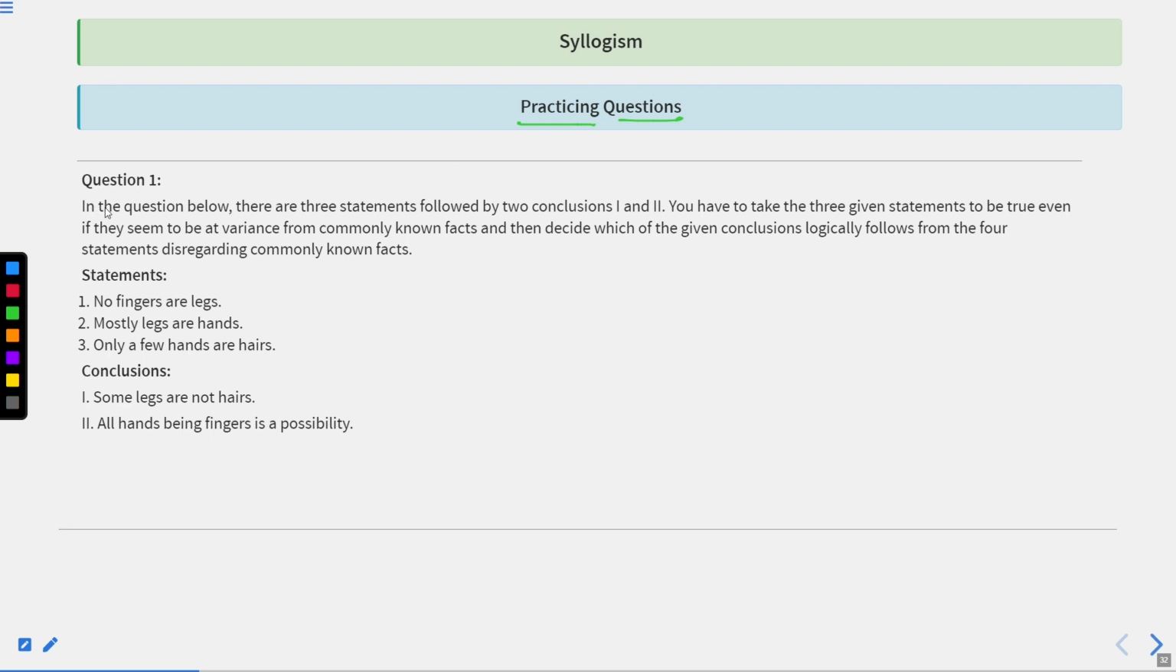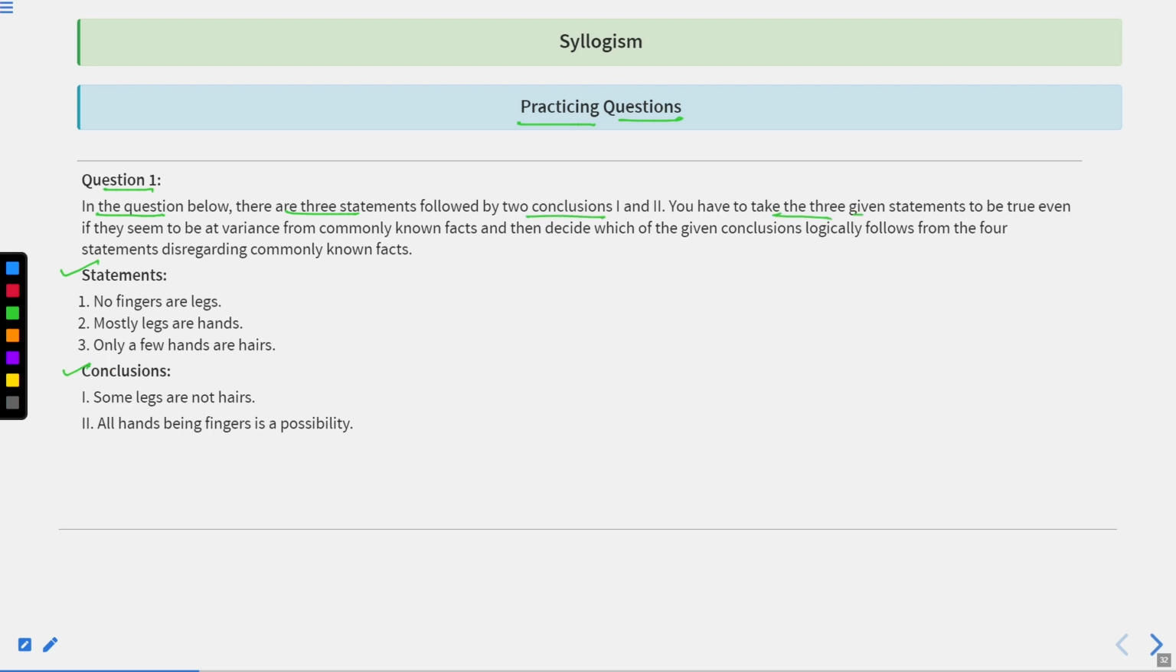syllogism. The first thing we need to understand is that whenever there is a question, it will be put up in front of you in this manner: there will be statements and then there will be conclusions. The brief says that in this question, there are 3 statements followed by 2 conclusions.